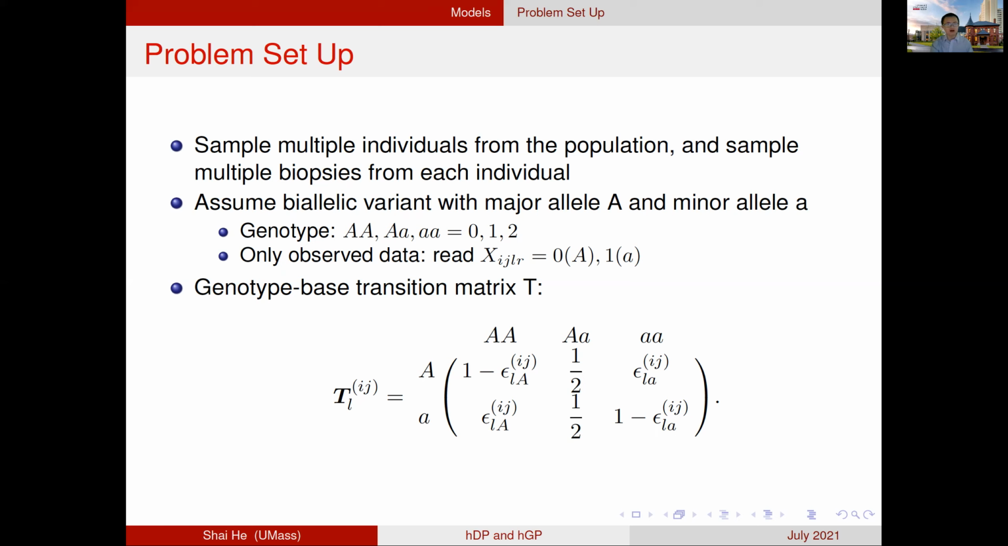Then we have a genotype-based matrix T. The epsilon here is the error rate, which can be tuned to reflect different error rates for bulk and single cells. For example, if the true genotype is 2 big A, then most likely the read is A, but there is also some small chance it could be a small a.